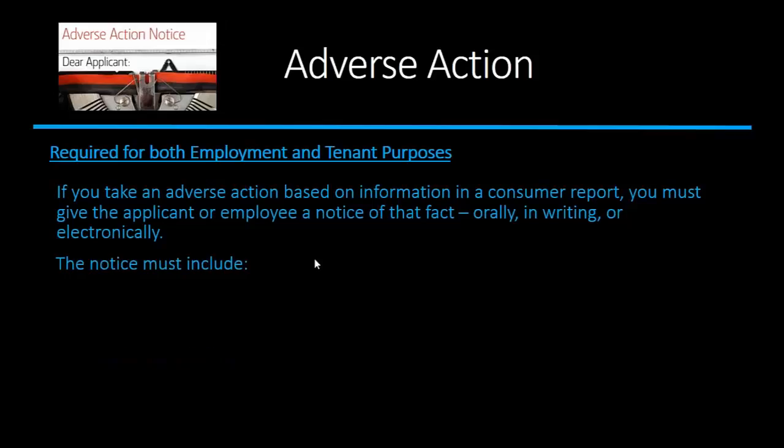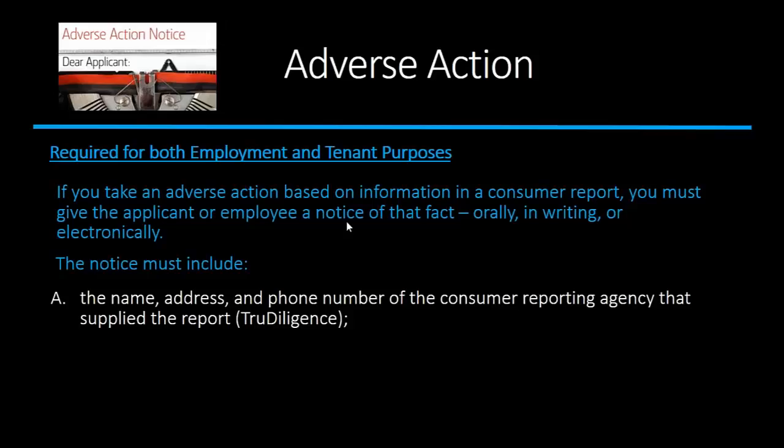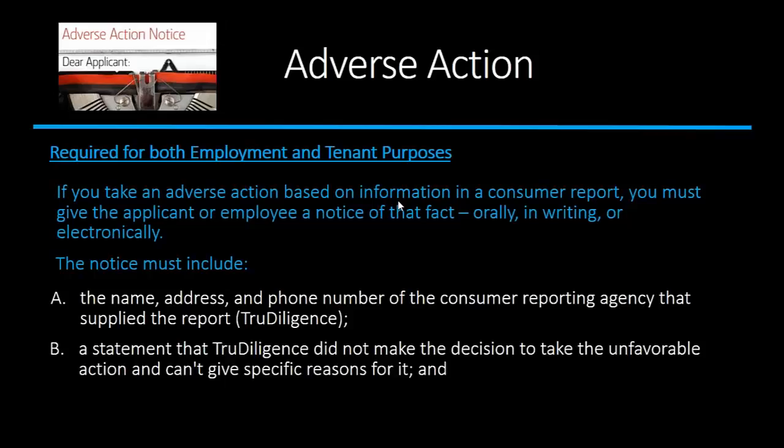So the adverse action notice, which is just a letter that goes out at this point, must include the name, address, and phone number of the consumer reporting agency that supplied the report, in this case hopefully being TruDiligence, right? It must secondarily include a statement that TruDiligence or your consumer reporting agency did not make the decision to take the unfavorable action and cannot give specific reasons as to what the reason for the denial was.